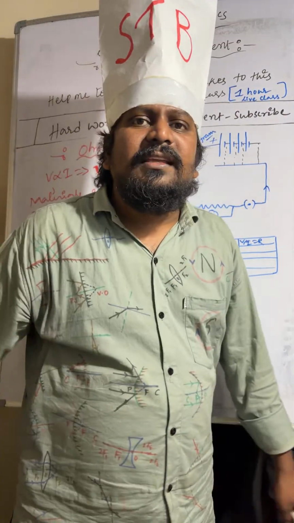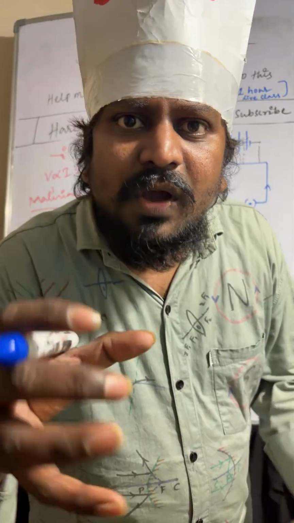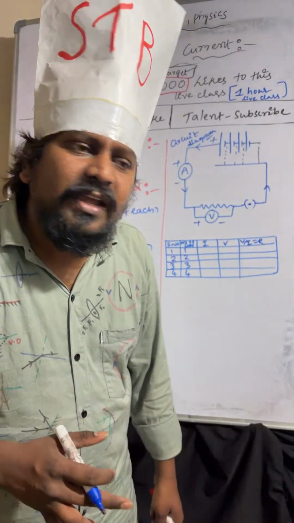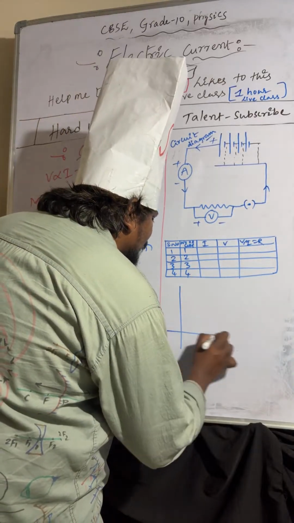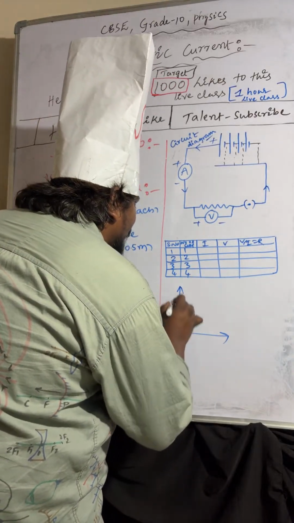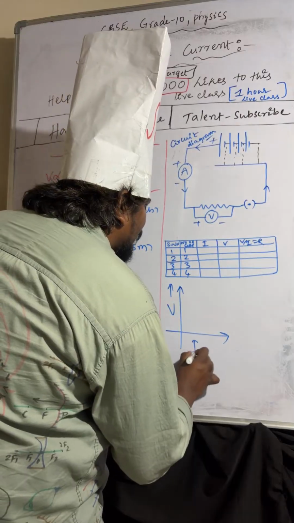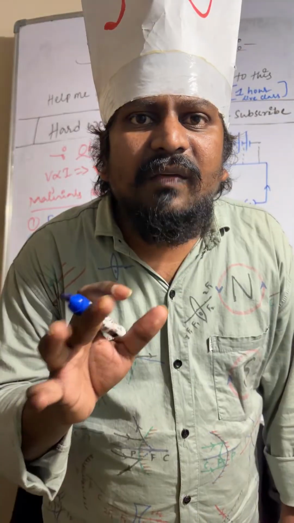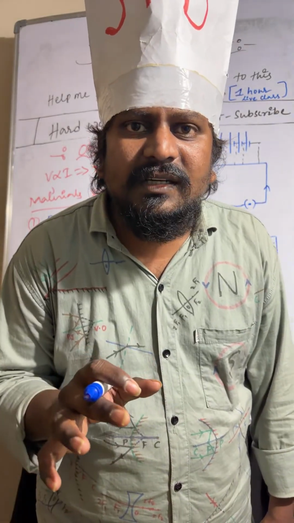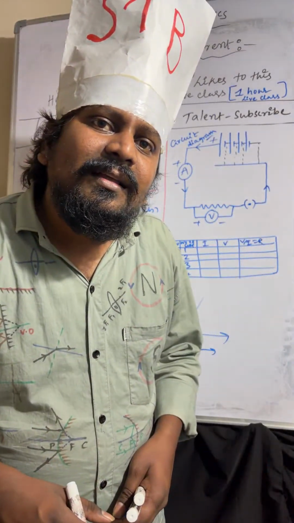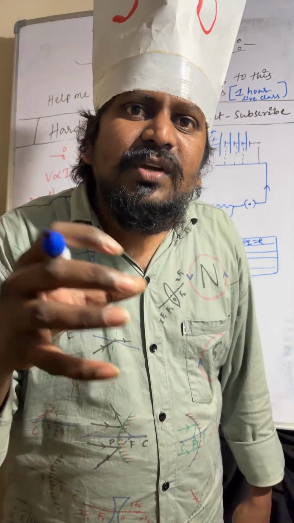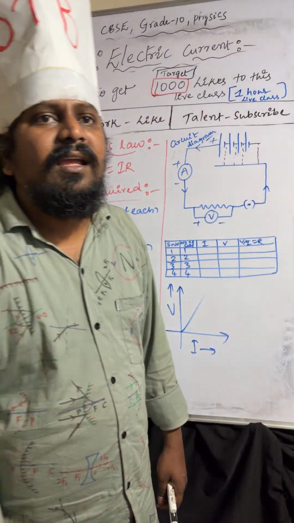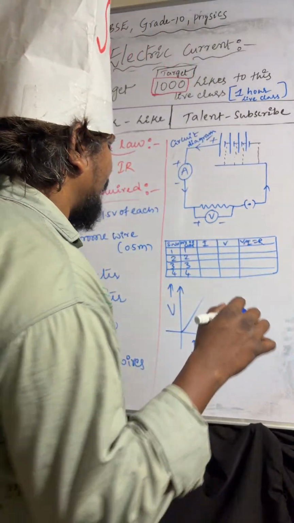Then you have to do one thing. What is that? You have to draw the graph for VI. The graph is V on the y-axis, I on the x-axis. The graph is linear, starting from the origin. It represents a straight line. That means V is directly proportional to I.